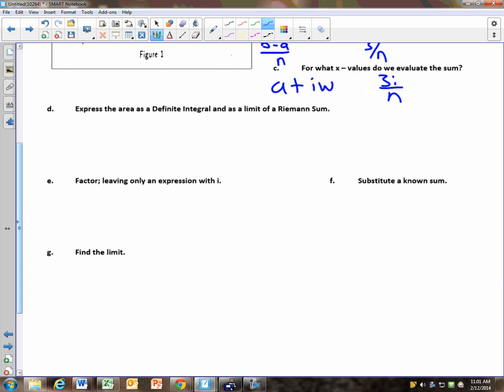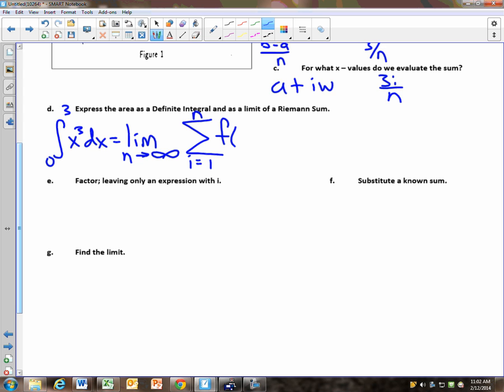Let's express it. The integral from 0 to 3 of x to the third dx is equal to the limit as n goes to infinity, infinite number of rectangles. We got to find the sum of the heights of the rectangles. We start with the first rectangle. We go to n rectangles.